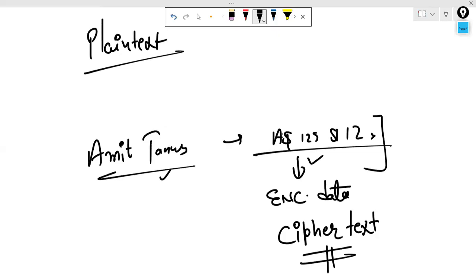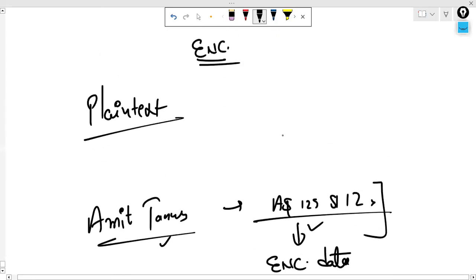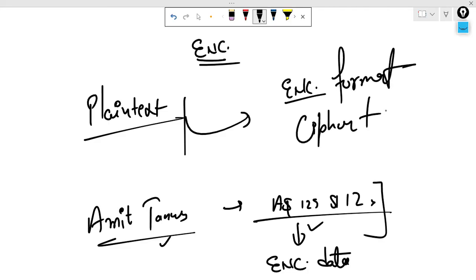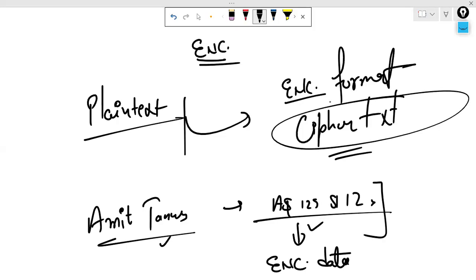So what is encryption? Encryption is an algorithm, or a method, which converts our plain text into encrypted format, or encrypted data, or you can say ciphertext. If you read books in the future about VPN, instead of encrypted data or format, they always use the technical word ciphertext. So ciphertext is encrypted data.